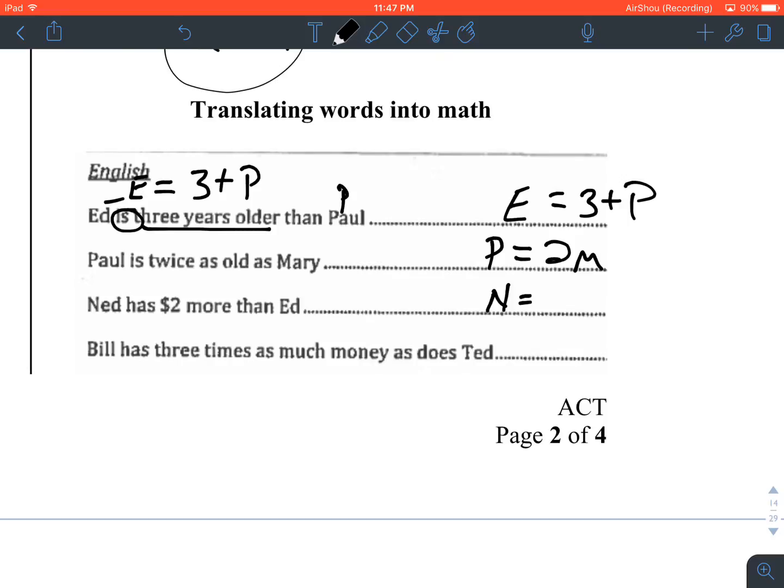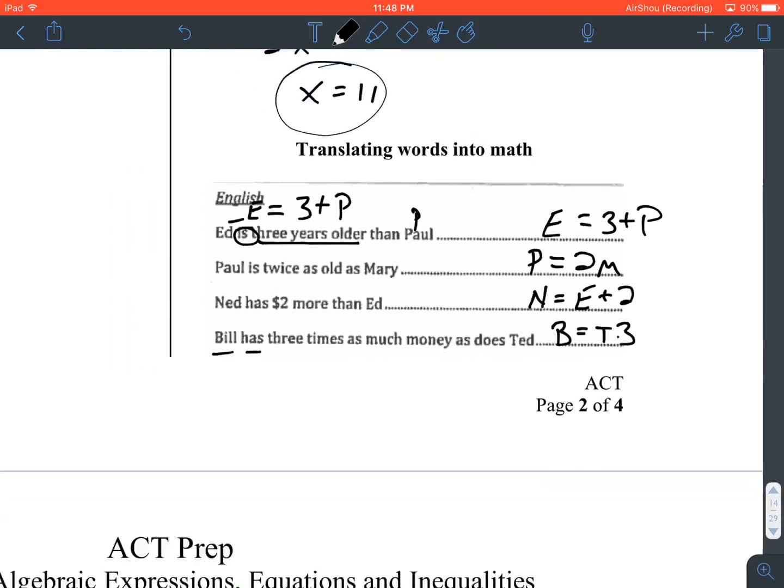Ned has $2 more than Ed, so whatever Ed has, Ned has $2 more. Bill, B, has equals 3 times as much money as Ted. Whatever Ted has, he has it times 3. It's just some examples of translating words into algebra.